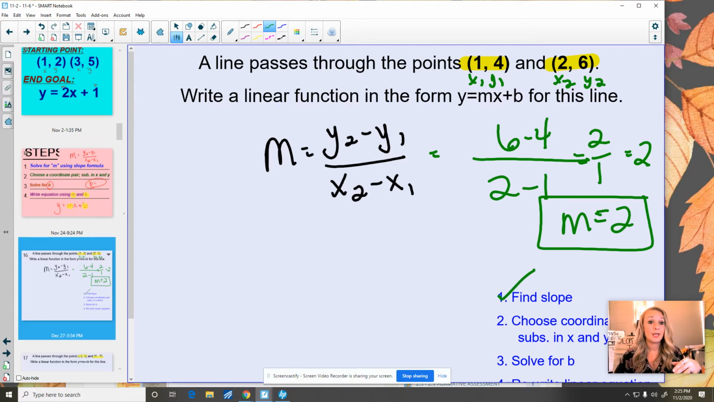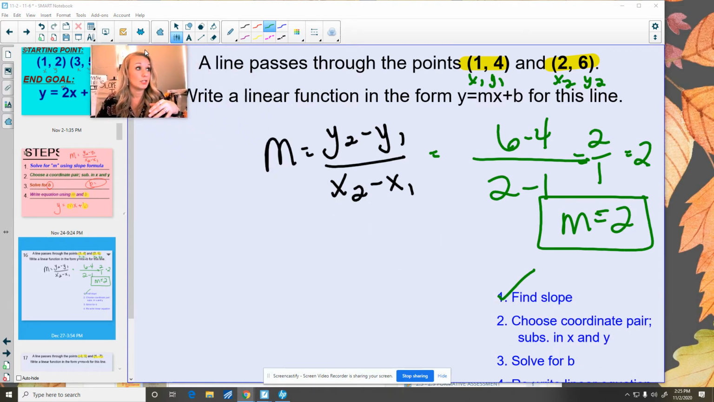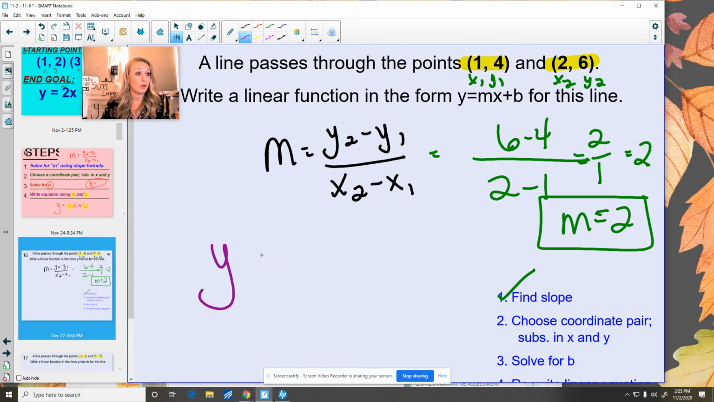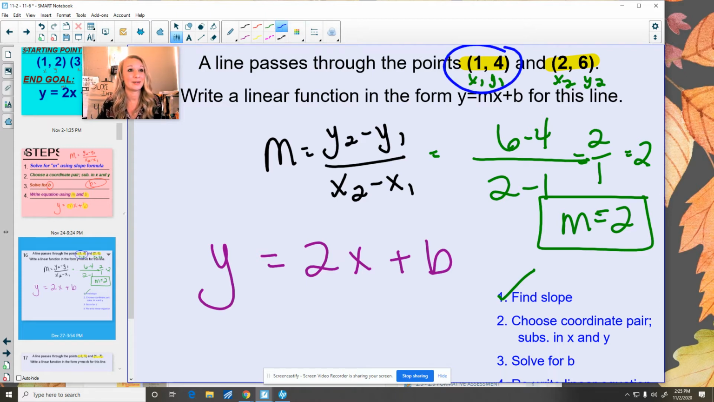So I did that. The next thing that you are going to do is choose a coordinate pair and plug that in for x and y. And again, it doesn't matter which one you use. So we've got y equals mx plus b. Well, first of all, I just solved for m, and I know that I can plug in a 2. Then I just need to pick a coordinate pair. It doesn't matter which one you choose. So let's say I'll just use the first one here. So instead of y, I'm going to use my actual y value, which is 4. And instead of x, I'm going to plug in my actual x value, which is 1.